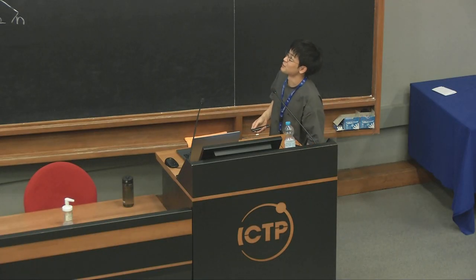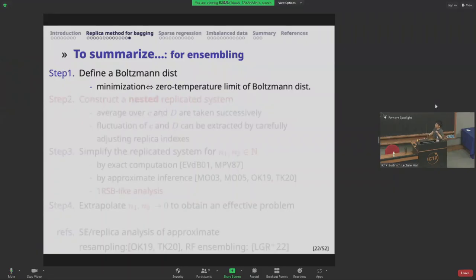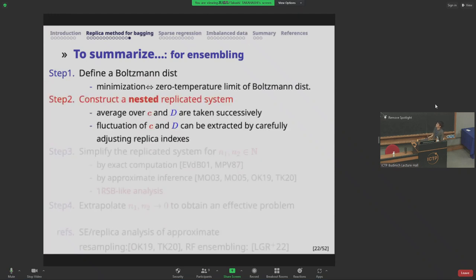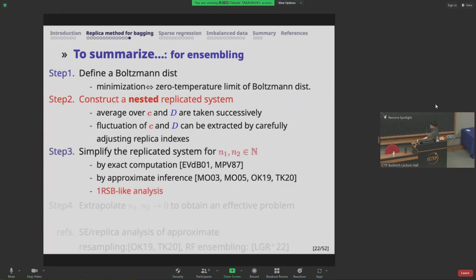Okay, this is a summary of the empirical analysis for ensembling. The first step is exactly the same as the traditional analysis. In the next step, we need to construct a nested replicated system. We first replicate the system n1 times and average over C, then replicate the system n2 times, and finally take the average over D. We hope that the fluctuations of C and D can be separately extracted by carefully adjusting the replica indices. And then, again, we simplify the replicated system by exact computation or some approximate inference.